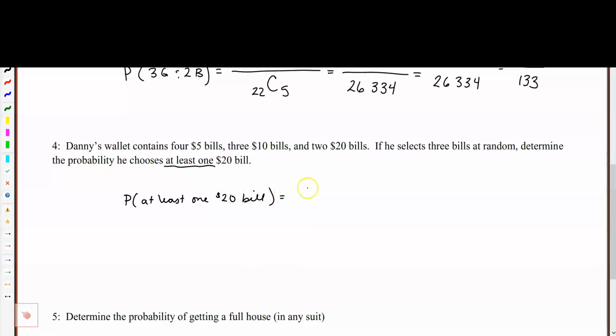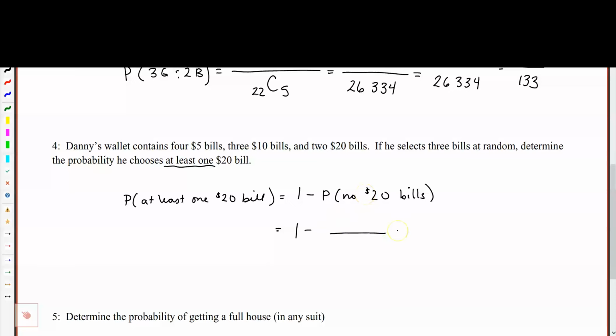it might be easier to compute this as opposed to counting all the ways to do this. We'll do 1 minus the probability that he does not choose any $20 bills in any of his 3 picks. Alright, so let's find the probability that out of 3 picks you get no $20 bills. Which means all of the bills are something other than $20, right?